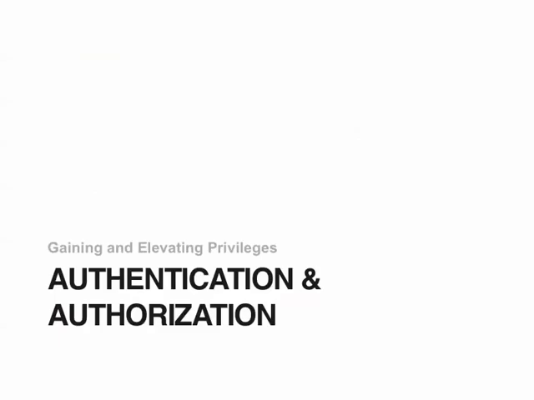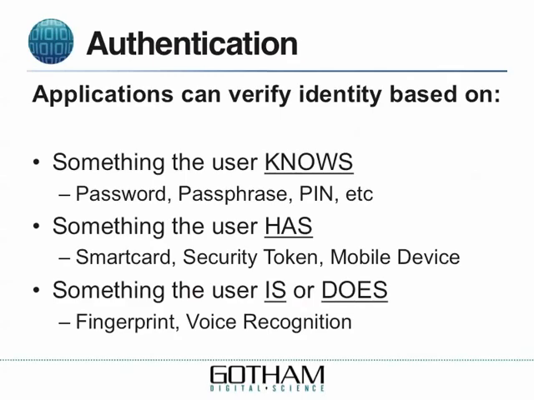So our next section is on gaining and elevating our privileges through attacking authentication and authorization functions. For authentication, there are a couple of things an application can verify user identity on. Things like a password or passphrase, those are things a user knows. Things like a security token or an RSA SecurID, that's something the user actually has. And the last thing is something that the user is or does, like a fingerprint or voice recognition scanner. Typically, in web applications, you're not going to come across fingerprint or voice recognition, but you definitely will come across them if you are assessing hardware or other types of physical applications.